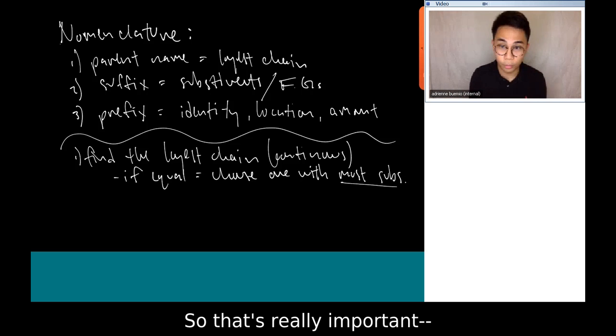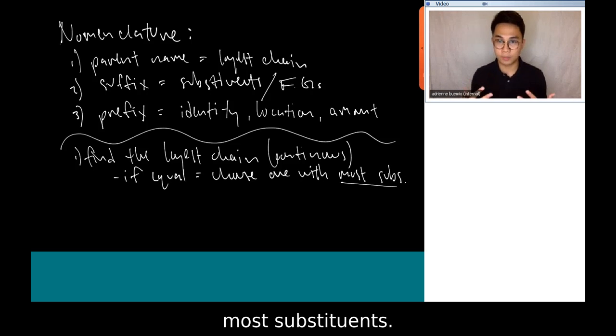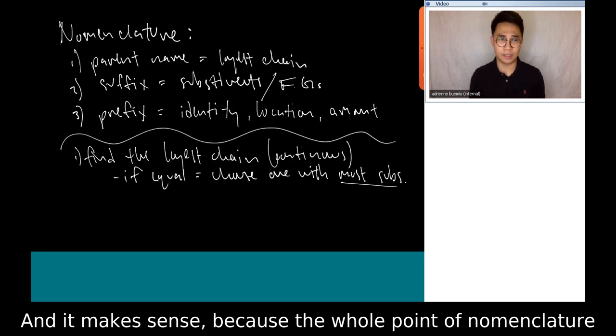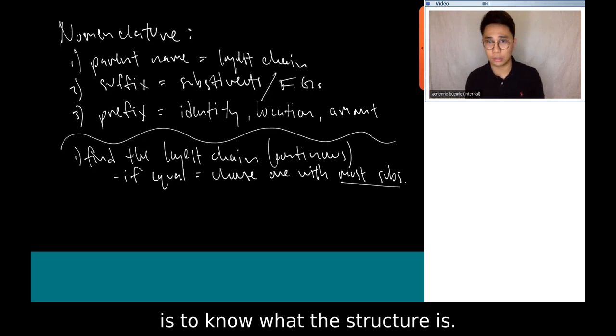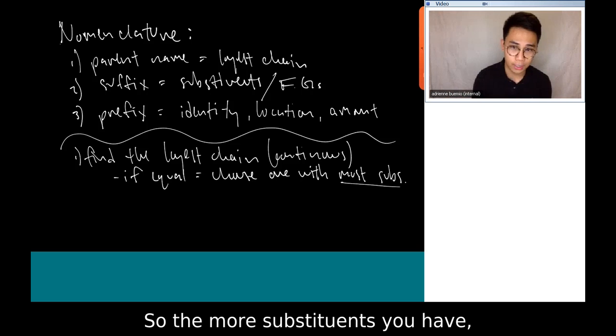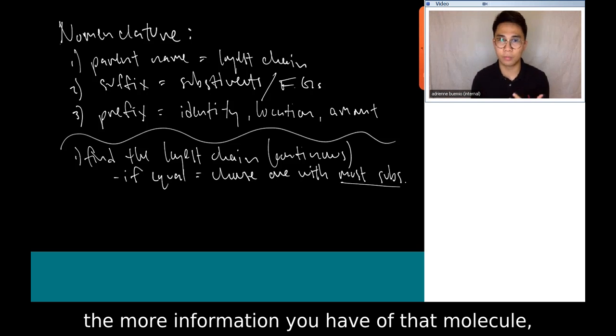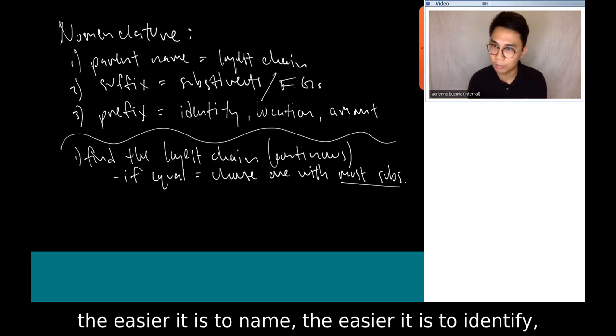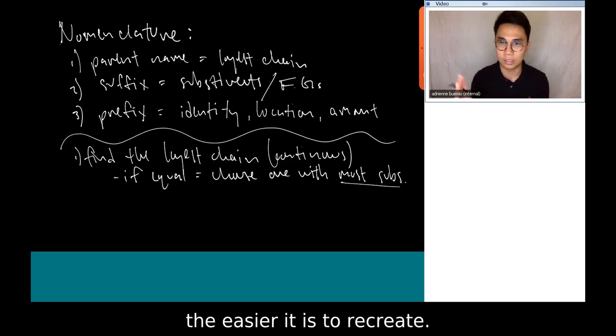So that's really important. Most substituents, and it makes sense because the whole point of nomenclature is to know what the structure is, right? So the more substituents you have, the more information you have of that molecule, right? The easier it is to name, the easier it is to identify, the easier it is to recreate, right?